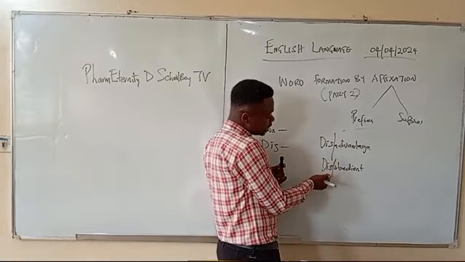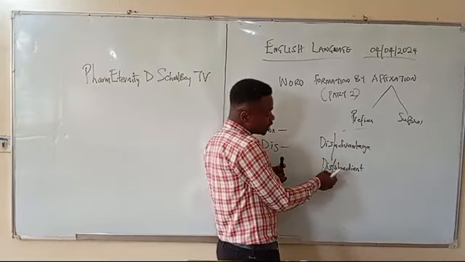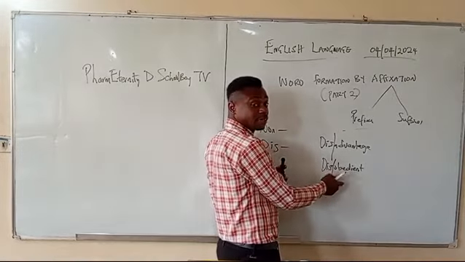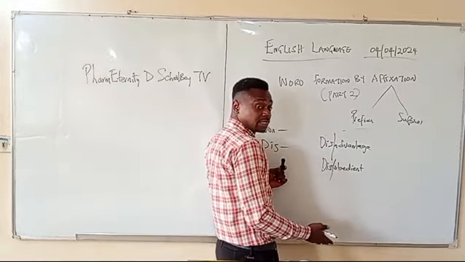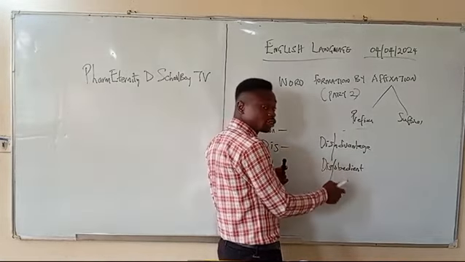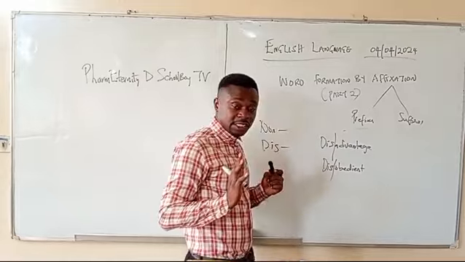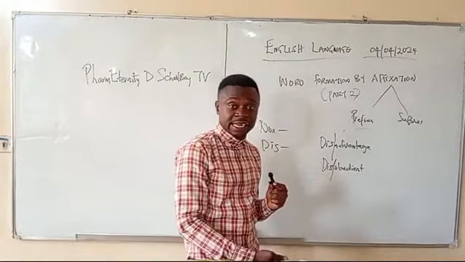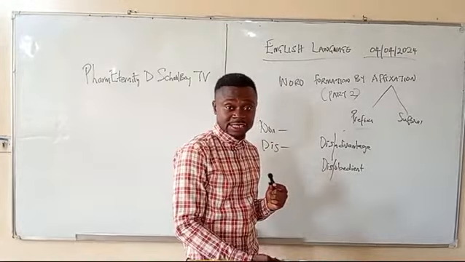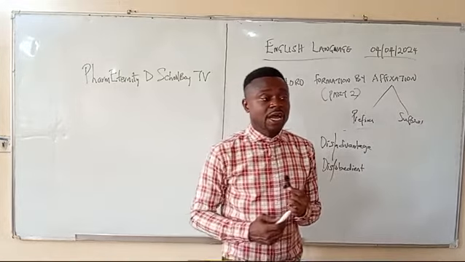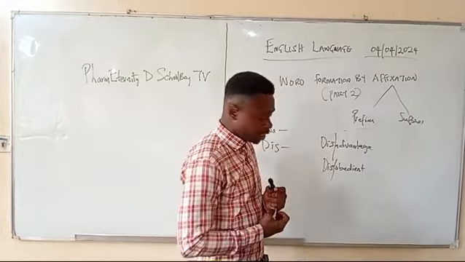The same thing with disobedient. This only changes the meaning of obedient. Disobedient talks about the opposite of what? Obedience. But the word class of obedient did not change, because obedient is an adjective. So disobedient is also an adjective.